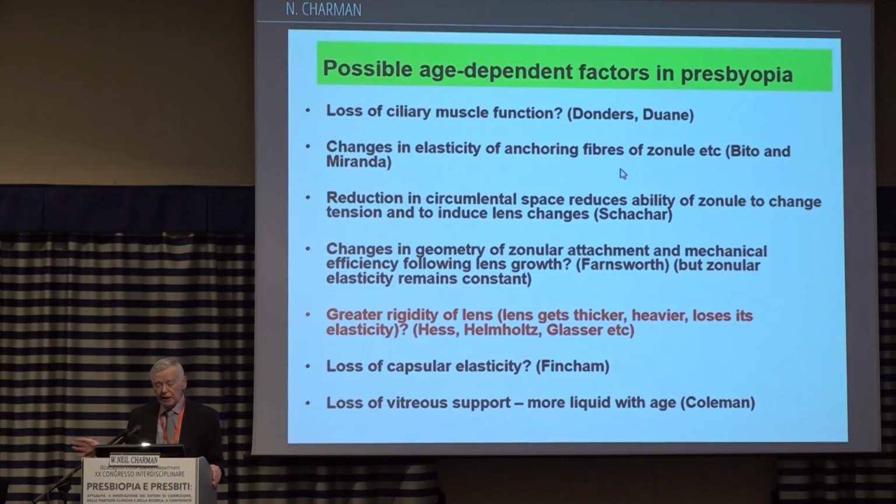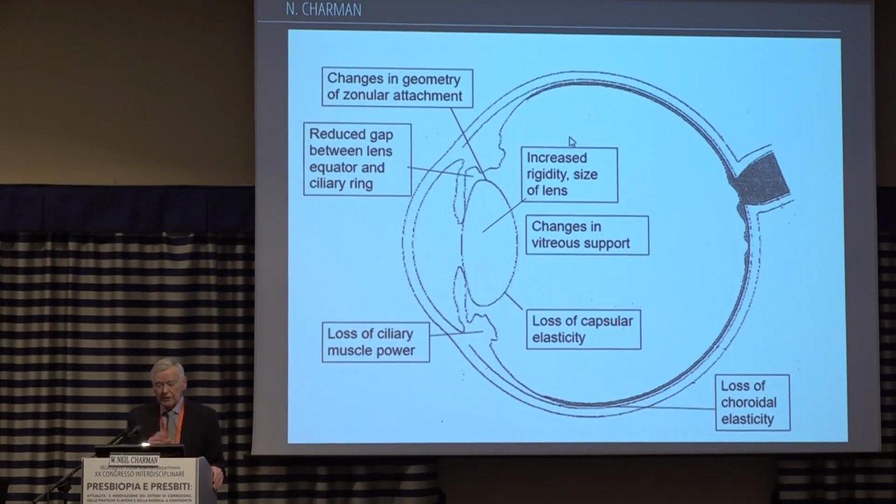But in particular, it could be greater rigidity of the lens, because that's the thing that's changing most as the eye ages, getting thicker, heavier, and possibly losing its elasticity. It could also, of course, be the loss of capsular elasticity. And lastly, there could be the question of vitreous support. So these are the changes, and I've just put them down here again. So I want to look at these possibilities one by one and see what sort of evidence there is that any one of them might play an important role.